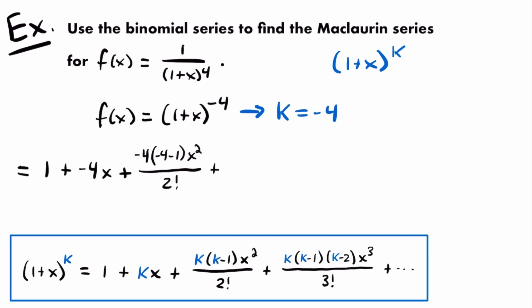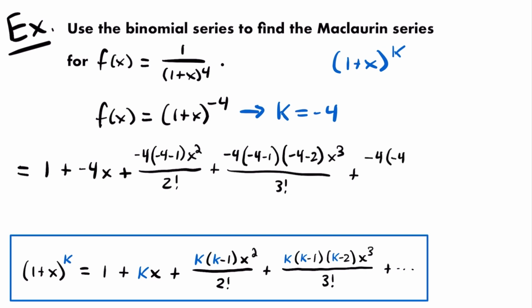Then we'll add this to our next term, where we have k, which is negative 4, times k minus 1, so negative 4 minus 1, times k minus 2, so negative 4 minus 2, and then we have x cubed divided by 3 factorial. Now I'm going to write out one more term here, and that will look like this. We'll have negative 4 times k minus 1, so negative 4 minus 1, then k minus 2, negative 4 minus 2, and then we're going to have k minus 3, so we'll have negative 4 minus 3, and then x to the power of 4 divided by 4 factorial.